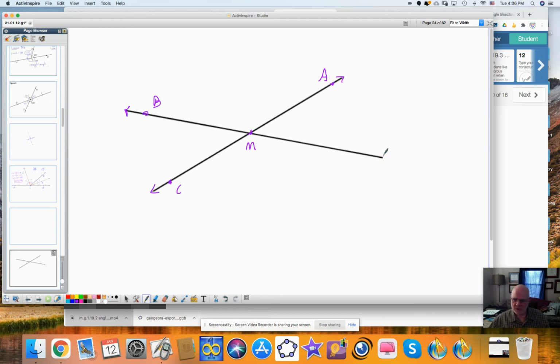And the question is, how can we prove that vertical angles are congruent? So how do we prove that angle AMD is congruent to angle BMC, or this angle is congruent to this one? One way of doing it is to rotate it 180 degrees around point M. A second way is to call this angle A, B, and C. We know that this is a straight angle, so A plus B is equal to 180. We know that this is a straight angle, so B plus C is equal to 180.